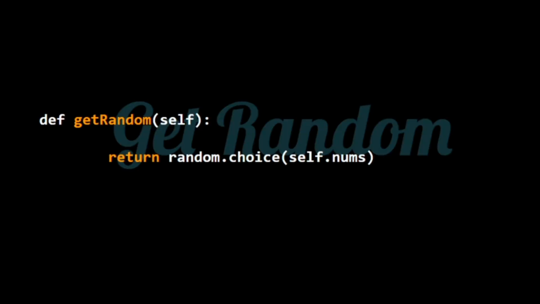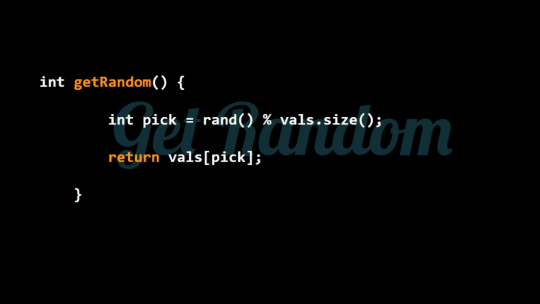For the random function, it can be done very easily because we have a library called random, and in that we have random.choice. What this does is from all the numbers in the nums array, it will choose one number randomly. In C++ also, what we can do is call the random function, and then we take its modulo with the size of the array, because then it will provide values that are in range, and then return the value.